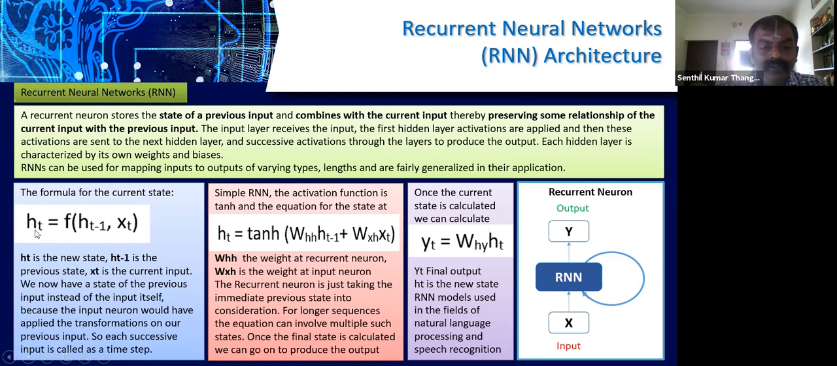Now, once we have this h suffix t, right, then we can calculate y suffix t. Y is your final output. So y suffix t would be given as W suffix hy, right? W suffix hy multiplied by h suffix t here, right?